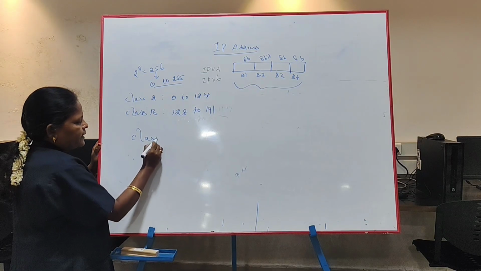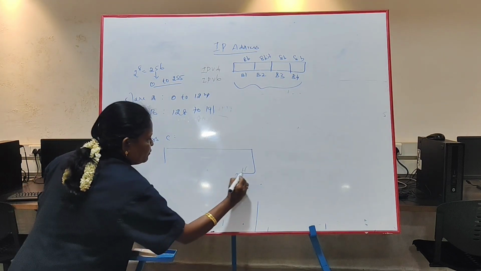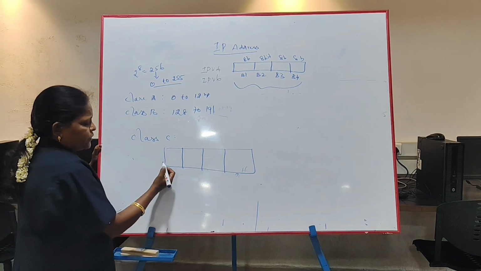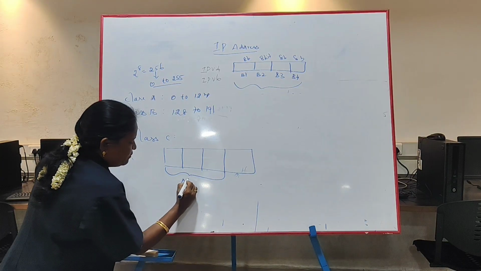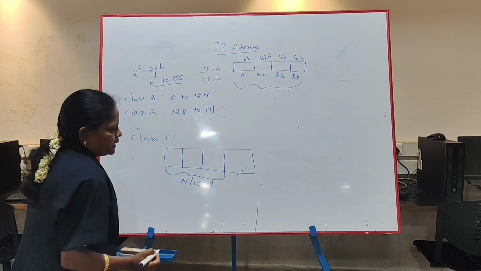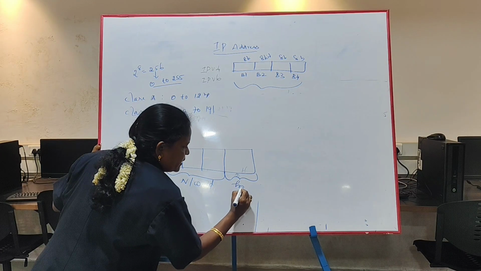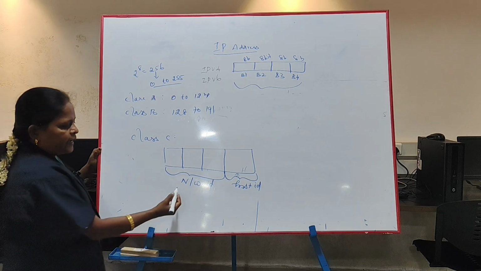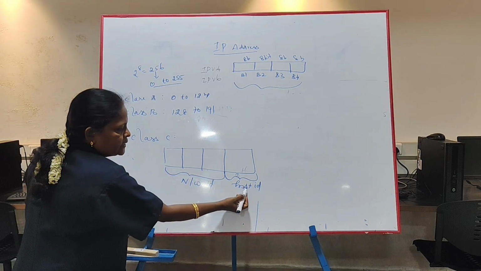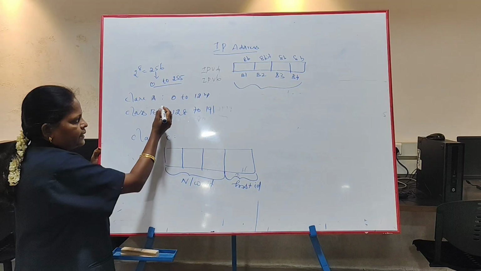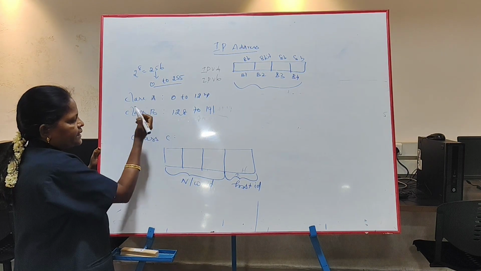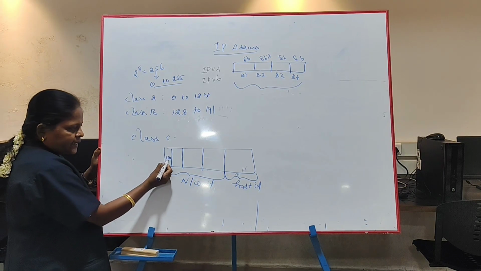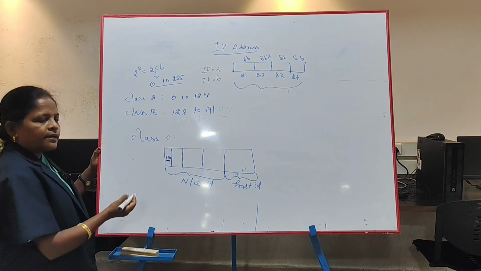Okay, consider class C. Again we have 4 bytes of data: byte 1, byte 2, byte 3, byte 4. The first 3 bytes will be allocated for network ID. The last 1 byte will be allocated for host ID. Already 0 represents class A, 10 represents class B, and 110 represents class C. The first 3 bits, whenever we have 110, it is considered class C.